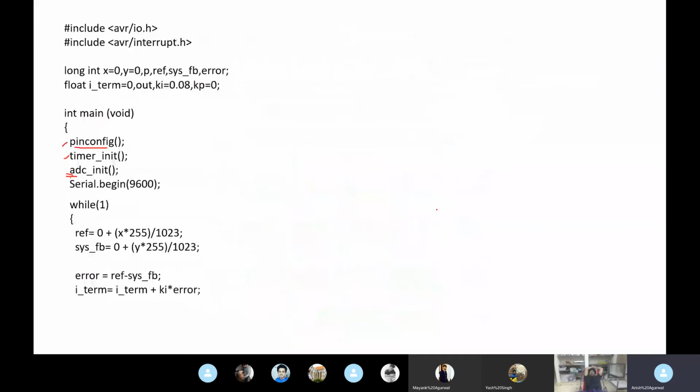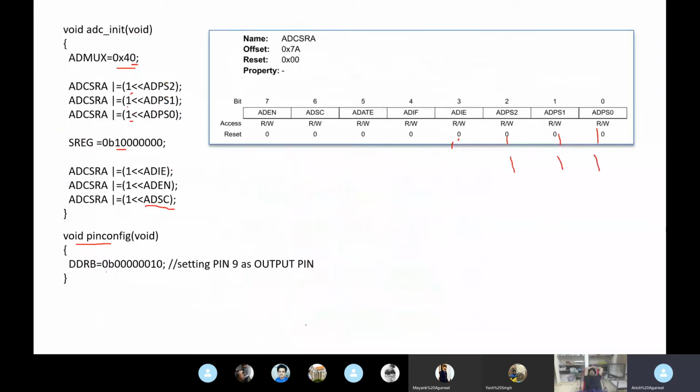I've just set the 9th pin as output. 0 means input and 1 means output. So since I'll be giving the output from the 9th pin, I've set pin 9 as 1. This bit stands for the 8th pin, this for the 9th, this for the 10th, this for the 11th, and so on. So I've just set the 9th pin as output.